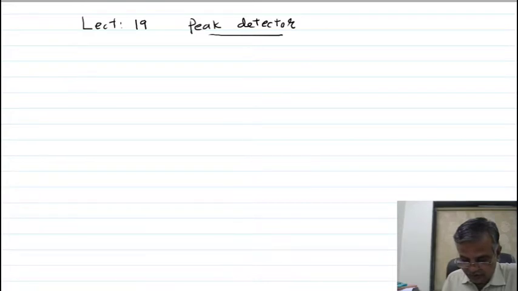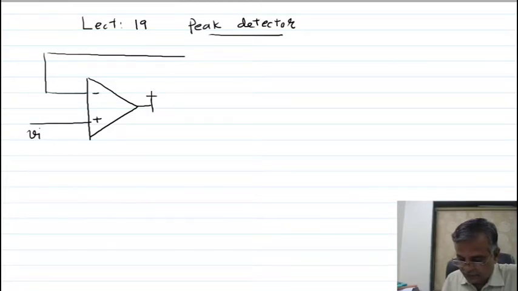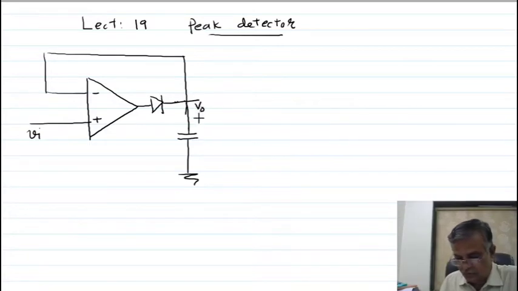I am showing here the positive peak detector circuit using op amp. Here one diode is connected, and here I am connecting a capacitor. This is ground. Here the voltage, you can say VO or VC voltage.